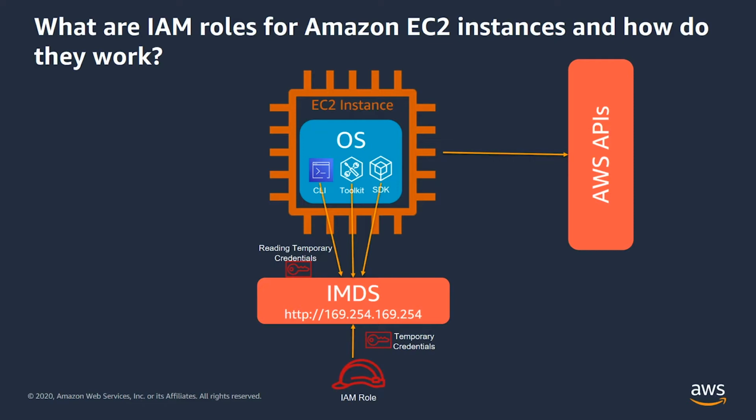IMDS is basically an HTTP endpoint, which is accessible by IP address 169.254.169.254 from the OS level and has different information about the EC2 instance, like EC2 instance ID, Elastic IPs, security groups, and also the temporary credentials that is created with the IAM role. These credentials are temporary and are rotated automatically. When applications at OS level like AWS CLI, AWS Tools for PowerShell, or AWS Toolkits or SDKs try to make an API call, they automatically get the credentials from the EC2 instance metadata service and use them to make AWS API calls.